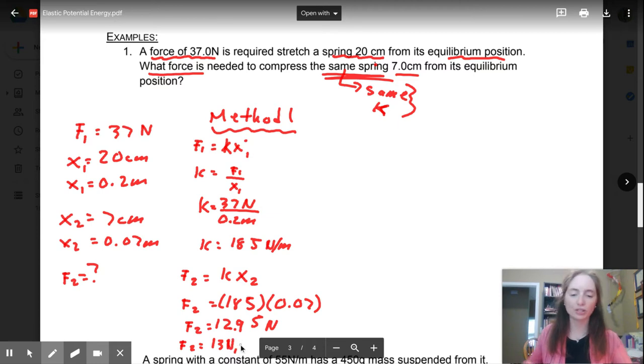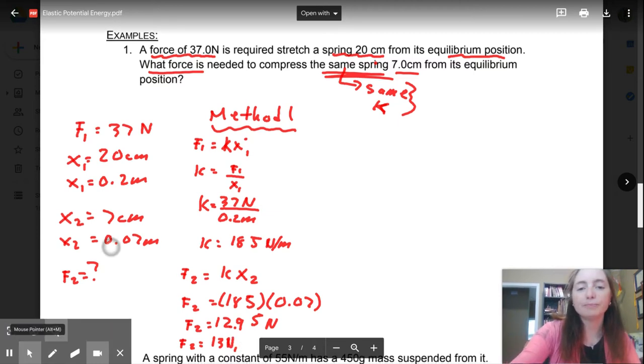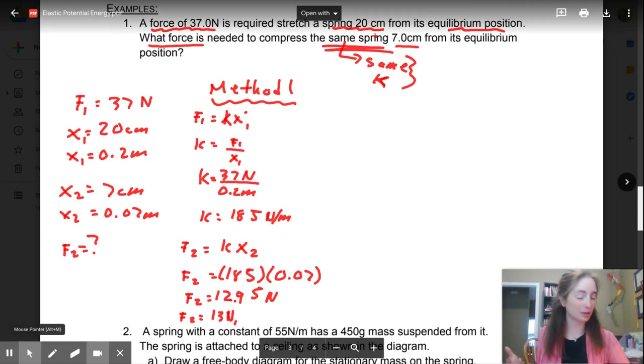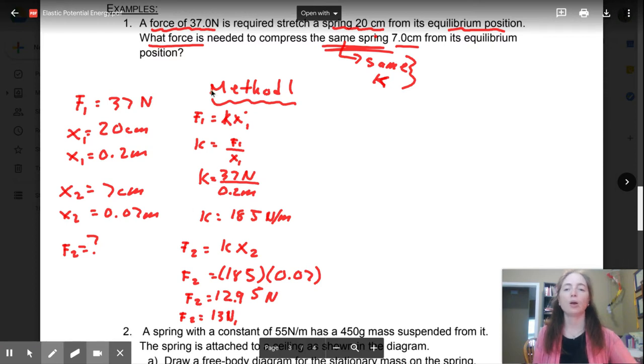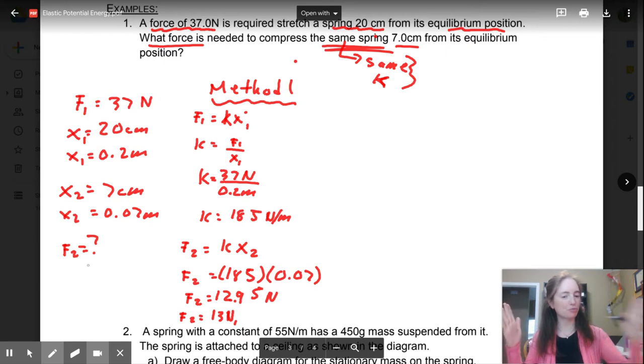Now it's force. I'm just going to scroll up a bit here. I said force, I did not say magnitude of force. So that means I'm going to want a direction. What force is needed to compress the same spring from its equilibrium position? Well, if we're compressing a spring, we're not stretching it, we're not moving it forward from where it was, we're moving it back from where it was. So I'm just going to write back as my direction.